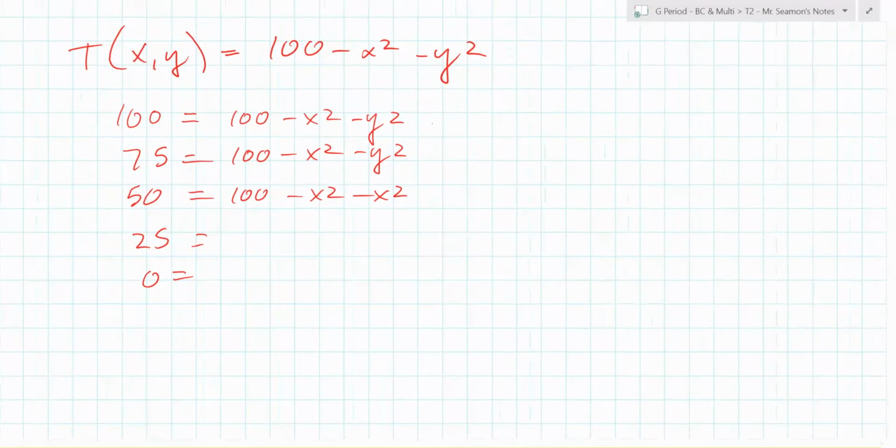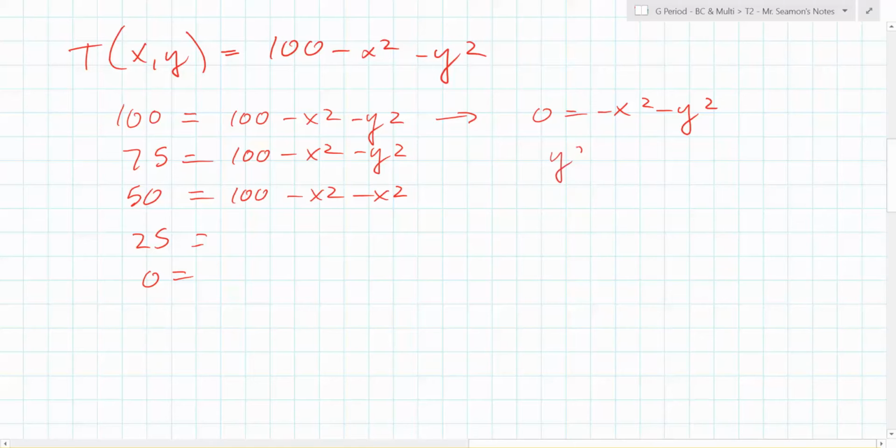Like 100 equals 100 minus x squared minus y squared. What's that going to give me? 0 equals negative x squared minus y squared, right? So what does that mean? Y squared is equal to negative x squared. But what's the only point that works for that? 0, 0. So you have, well, it's 1. There you go. You got your 1 point right there. Dot. And then what's the next one?